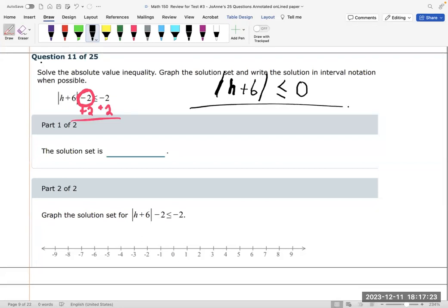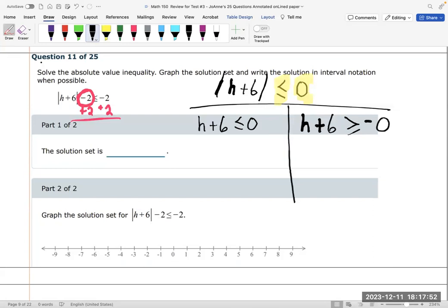Normally, we would then break it into 2 equations. One we copy exactly, h plus 6 less than or equal to 0. And then the other one, we would copy the h plus 6. However, we would flip the sign and change the sign as if we're dividing both sides by a -1. But the h plus 6 stays the same. We change the inequality, and then we change the sign of that number.